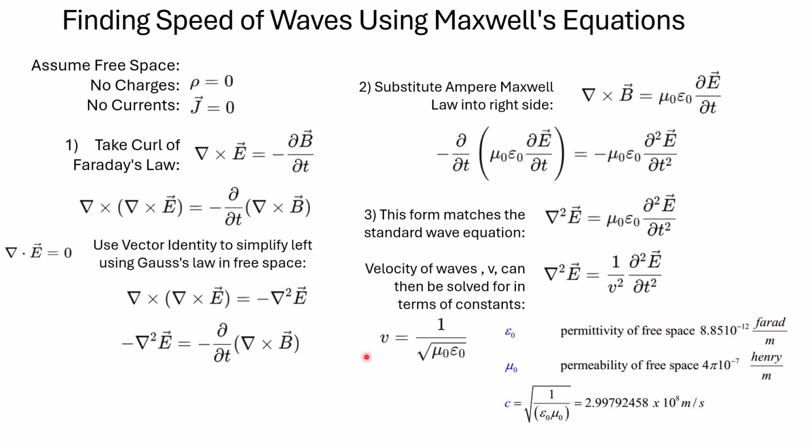And then from the previous slide, we can substitute the Maxwell-Ampere law into the right-hand side. So we put this into this term, and this results in negative mu naught epsilon naught times the second partial derivative of the electric field with respect to time. And again, we cancel the negative sign here, so we have del squared E equals this term, and this form matches the standard wave equation, which I have right here below it. And this allows us to take this 1 over v squared and set it equal to mu naught epsilon naught, which are the constants permeability and permittivity of free space. And this allows us to solve for the velocity of electromagnetic waves, which we now know is the speed of light.